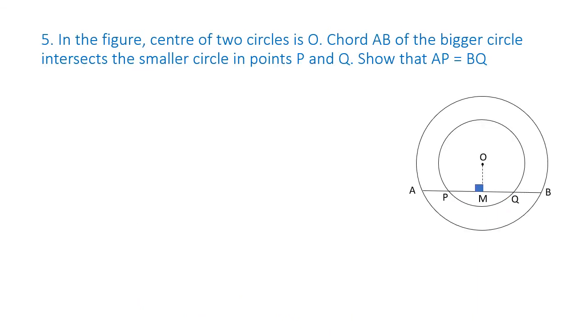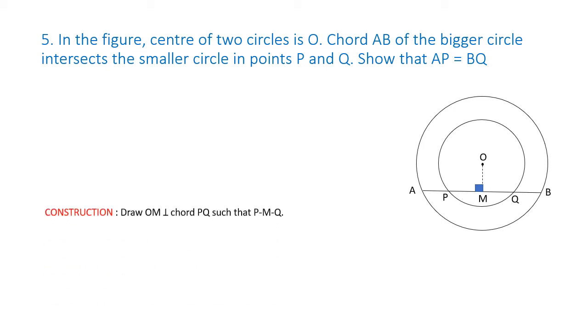Next. In the figure, center of two circles is O. Chord AB of the bigger circle intersects the smaller circle at points P and Q. Show that AP is equal to AQ. So let us understand what is given here. Center of two circles is O, that is given to us. Chord AB of the bigger circle intersects the smaller circle at points P and Q. Show that AP is equal to AQ.